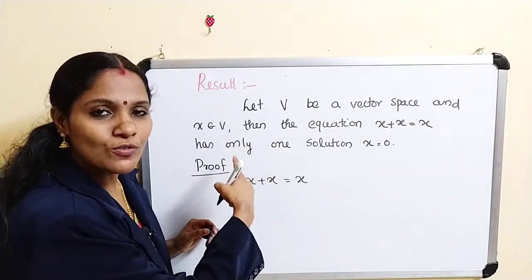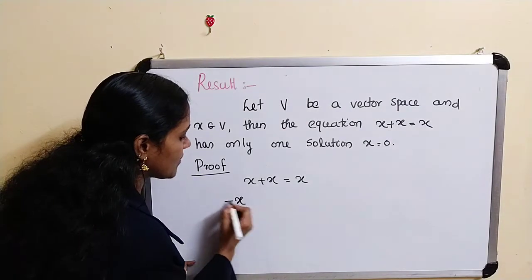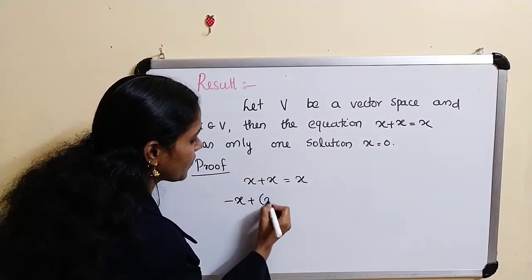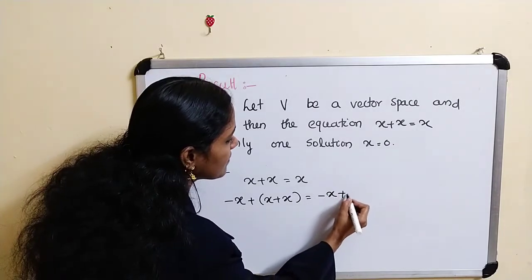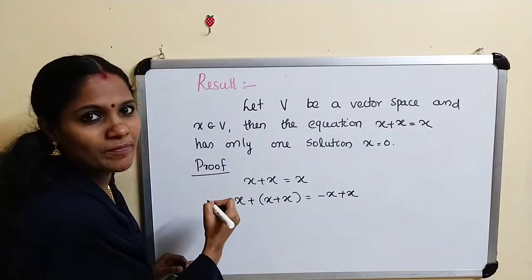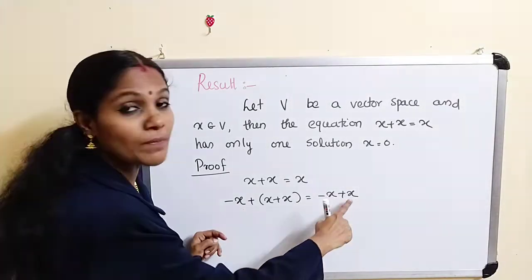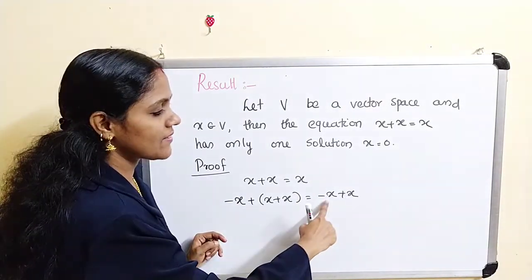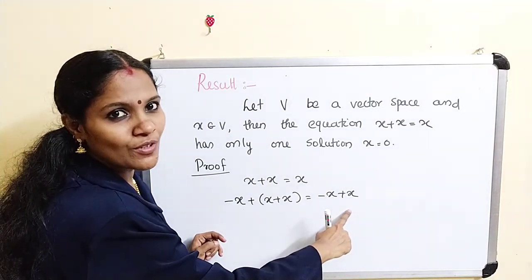x belongs to V. V is a vector space. Therefore, minus x also belongs to V. So, if you consider adding minus x to both sides, minus x plus x plus x is equal to minus x plus x. Okay. So here, minus x plus x is the additive inverse of x. Therefore, minus x plus x is equal to 0.